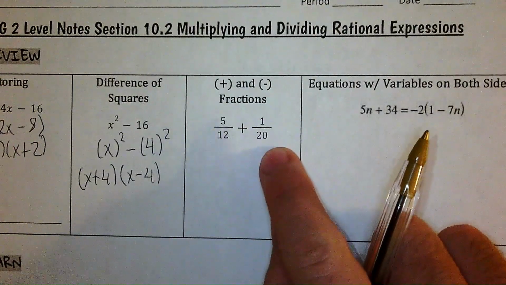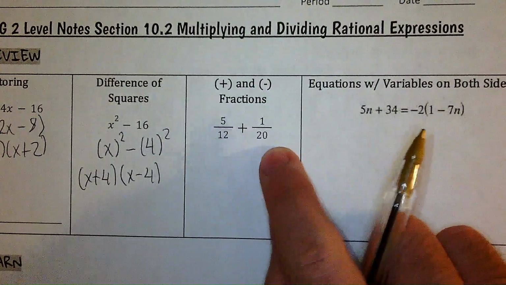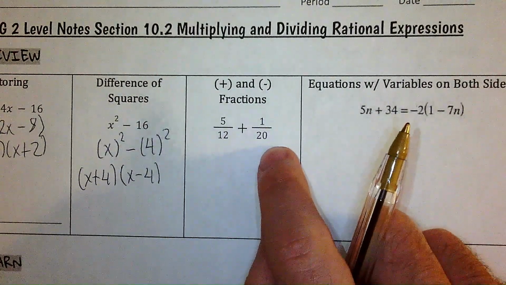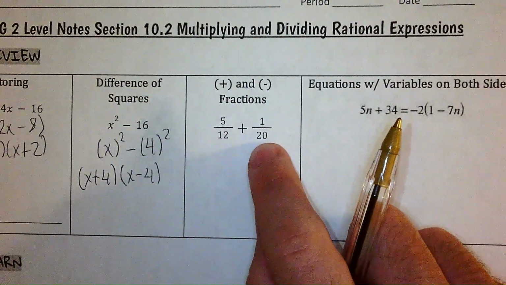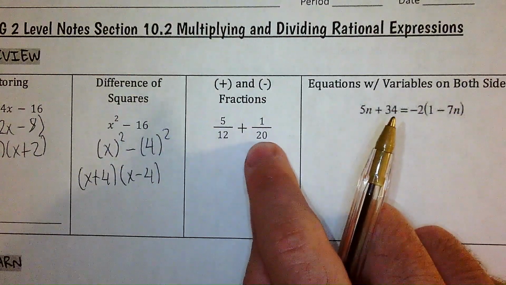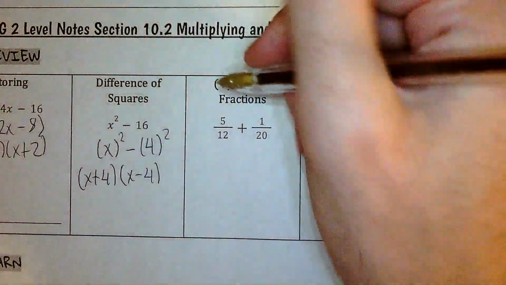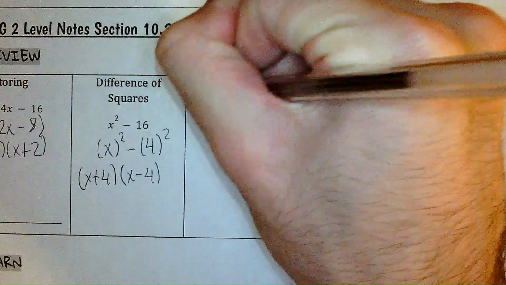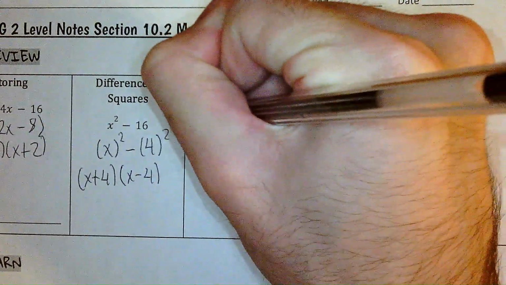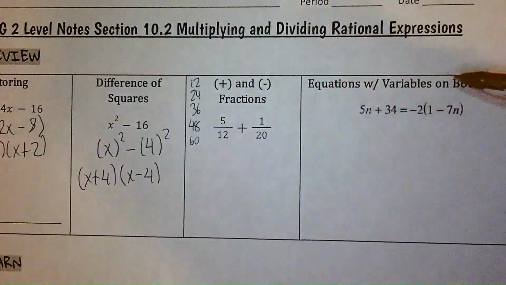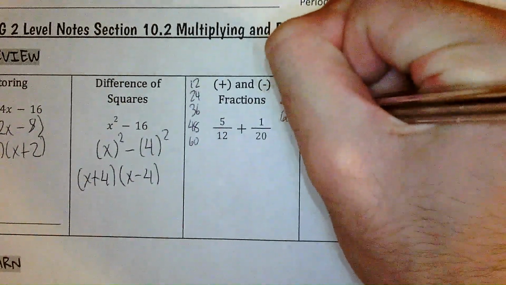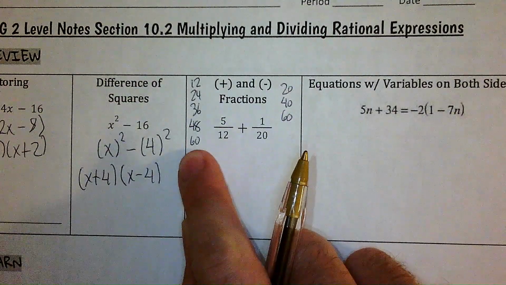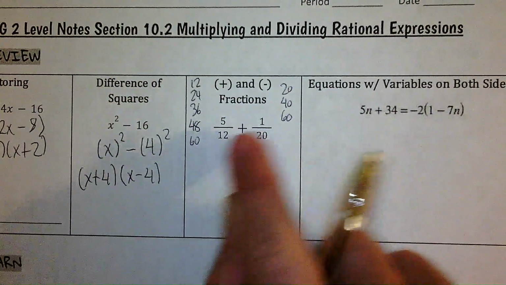Adding and subtracting fractions. So we have different denominators. We have 12 and 20. We want to look for the least common multiple of 12 and 20. If you remember your 12 times tables, it goes 12, 24, 36, 48, 60, right? Your 20 times table is going to be 20, 40, 60. So both can get to 60 by multiplication.